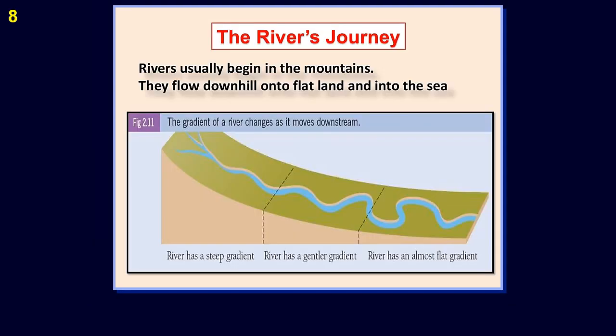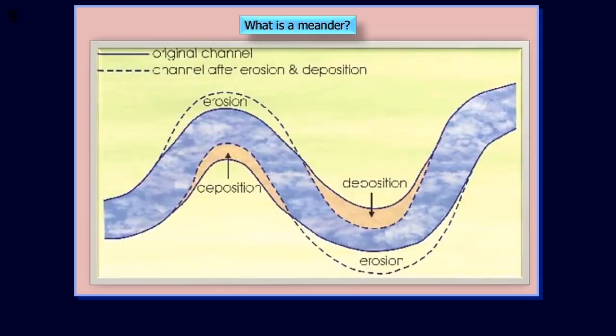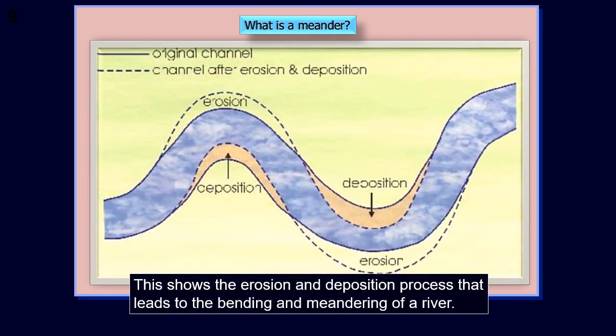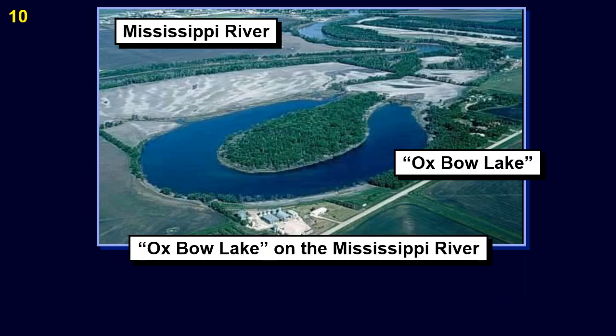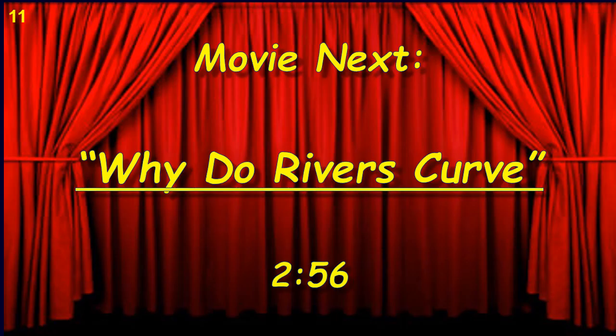As the gradient decreases, there is a greater amount of meandering of a river. This shows the erosion and deposition process that leads to the bending and meandering of a river. As the bending of a river increases, there often is the cutting off of a bend, leaving behind an isolated oxbow lake. We will next have a short video clip of Why Do Rivers Curve?